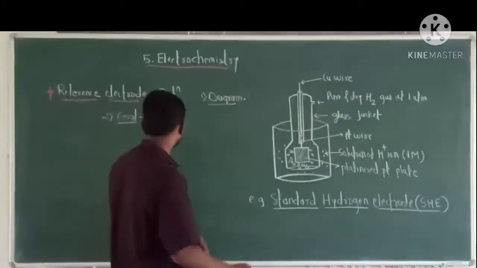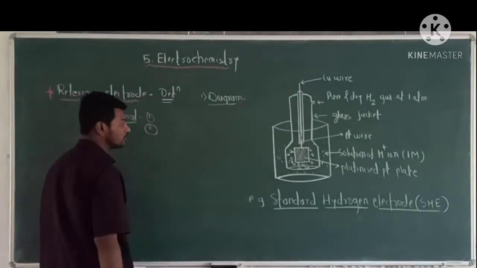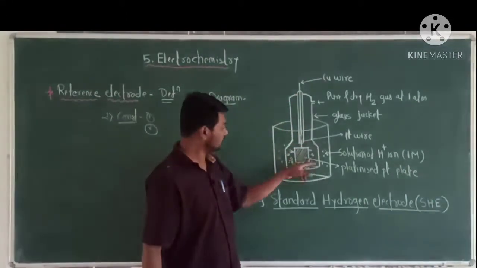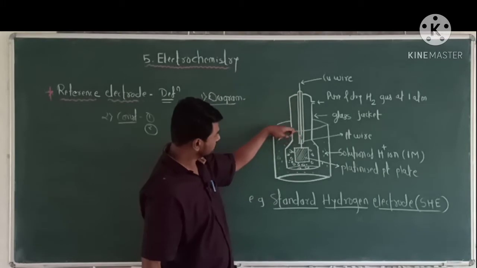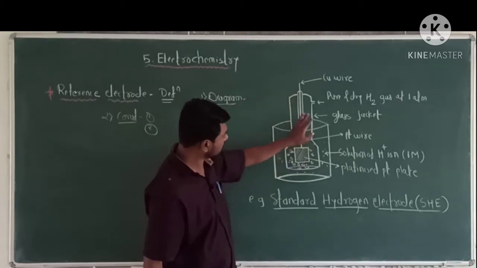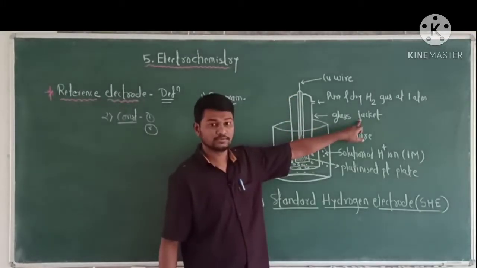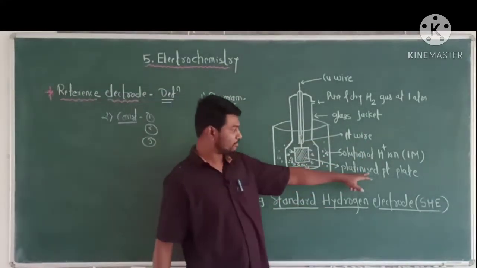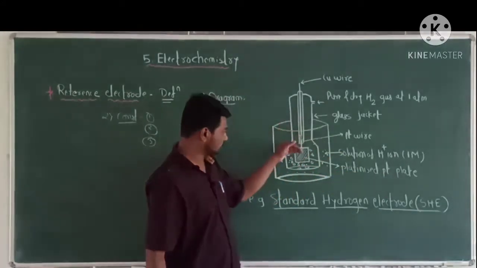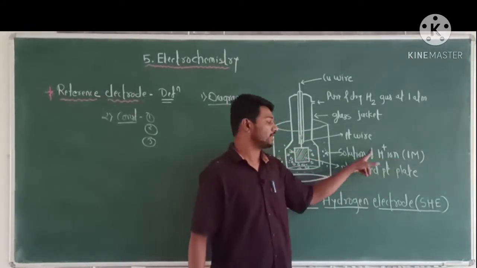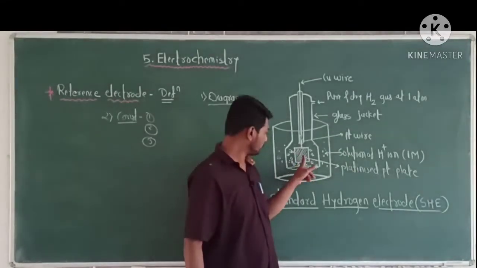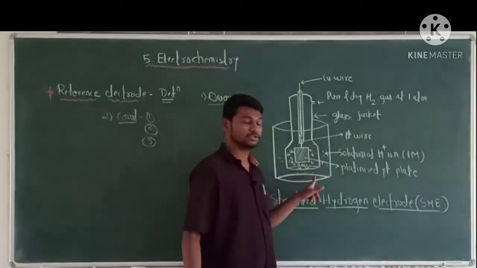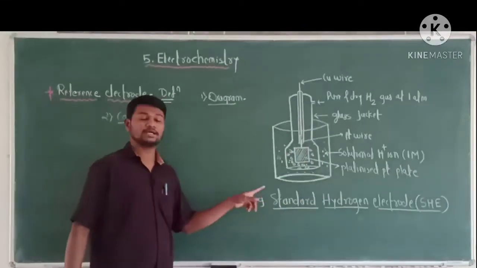The next point of construction is that this glass tube is surrounded by an outer glass jacket. The third point of construction is that the platinized platinum plate is dipped into the 1 molar H plus ion solution. This is the construction of the standard hydrogen electrode.